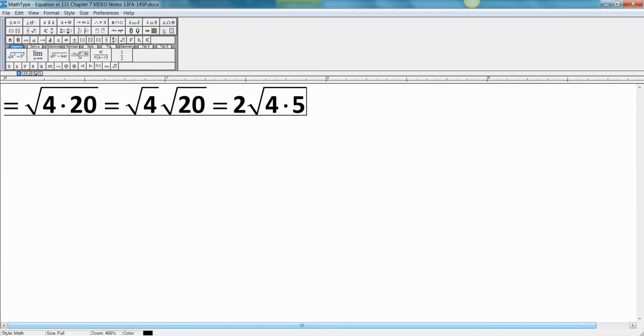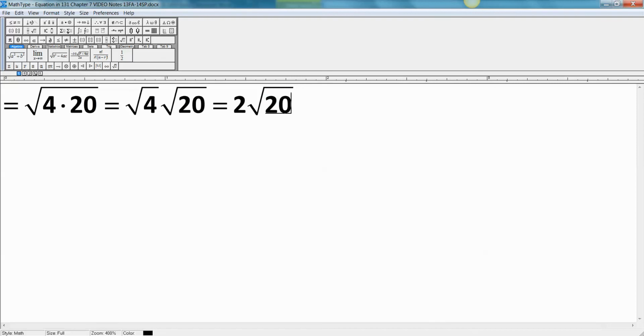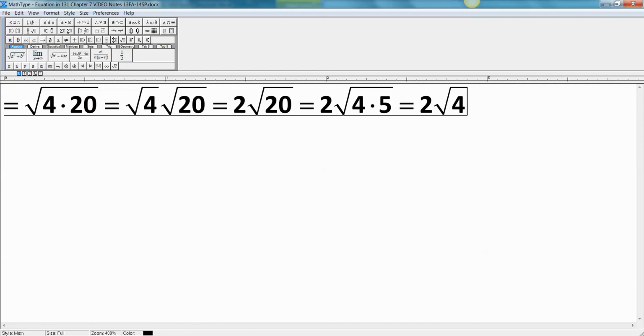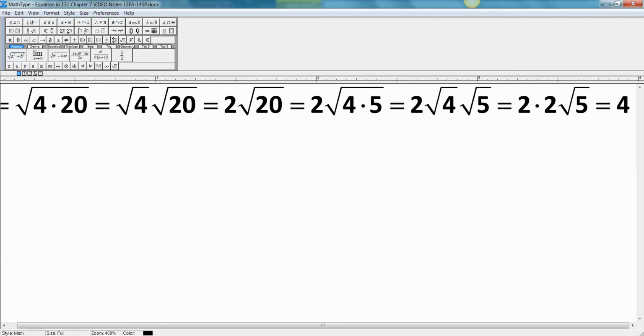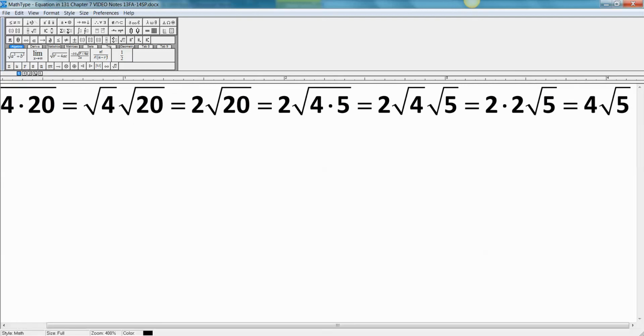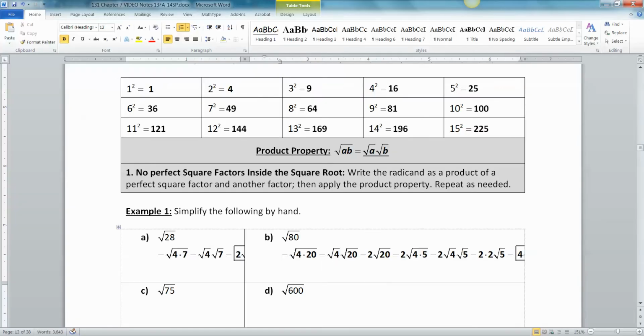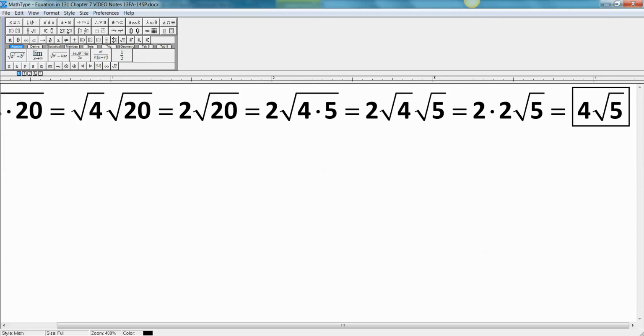So the square root of 4 times 20 is the square root of 4 times the square root of 20. That's 2 times the square root of 20. Here, I'll do another step just for you. That's 2 square root of 4 times 5. That's 2 times the square root of 4 times the square root of 5. And that's 2 times 2 times the square root of 5, which is 4 square root of 5, right? What a mess. You can get there, but it's kind of ugly, and look how long it is. Gosh, it doesn't even fit on the screen.